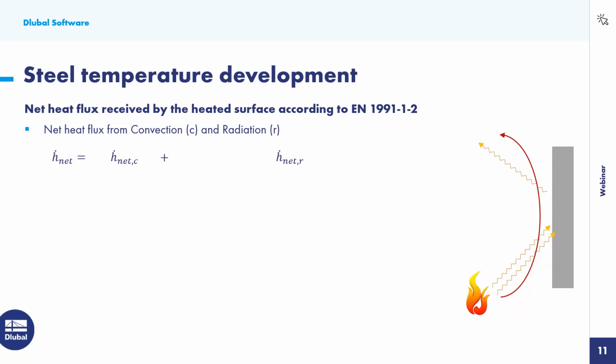So the development of the ambient temperature is specified by the standard temperature curve. However, for design purposes, we are interested in the actual temperature of the structural member. According to EN 1991 Part 1-2, two different components must be taken into account when analyzing the transport of heat from the surrounding hot air into the heated component. The heat flux from convection, so the exchange of heat between the hot ambient air and the cold component surface in the boundary layer, and the heat flux from radiation or thermal radiation.